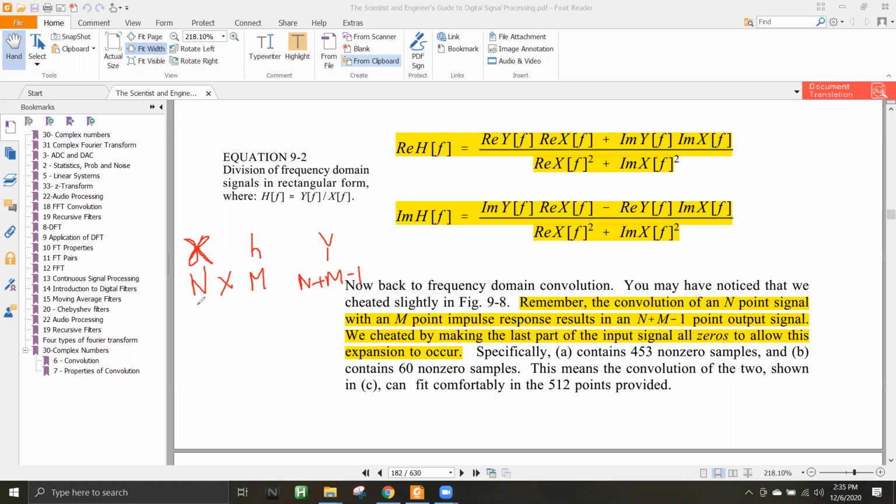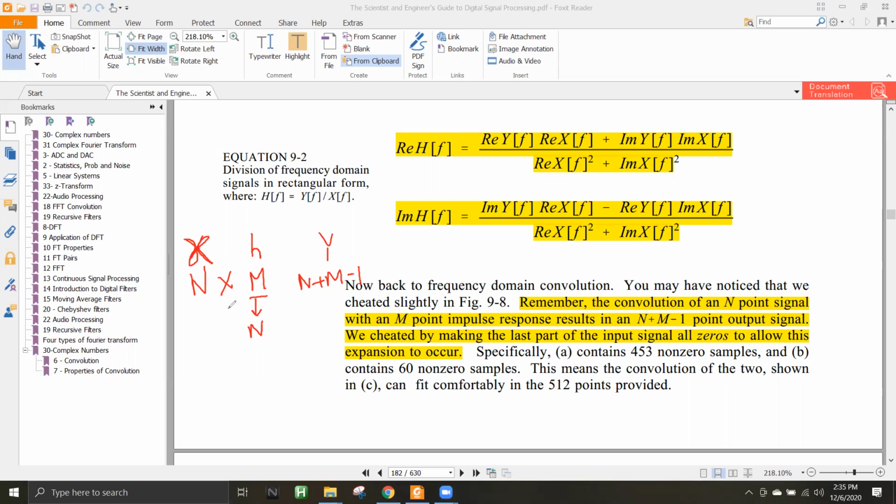So can we do this? Can we perform multiplication of N points with M points? We cannot. We can only do this when we increase M to make it equal to N by padding. We can only multiply equal length signals. So if M is not equal to N, then we cannot perform point-to-point multiplication. In that case, we'll have to pad it with zeros until it becomes equal to N. When it becomes equal to N, then we can multiply it.